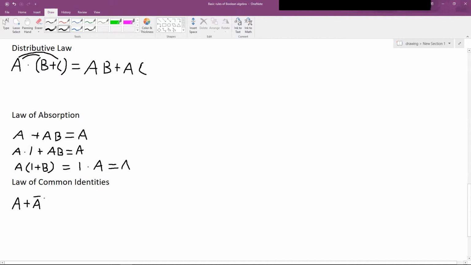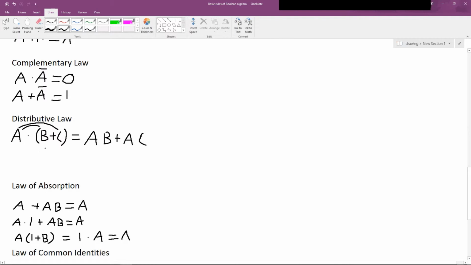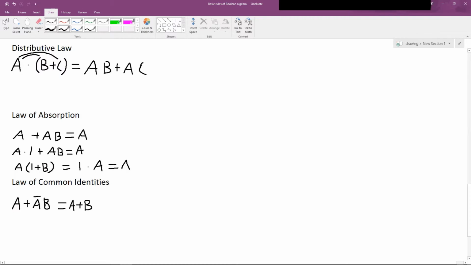So finally we have the law of common identities, which is written much like the one above. However, this time we have A ORed with complementary A ANDed with B, and this equals A ORed with B. However, to prove this, we also use the distributive law, but we also use some of the other laws from above. So by having them in mind, we start by writing A as we did in the law of absorption. So we put A as A ORed with AB, and we remember that AA also equals A. So A ANDed with A is put here, and then we put a 0. We can OR with as many zeros as we want.